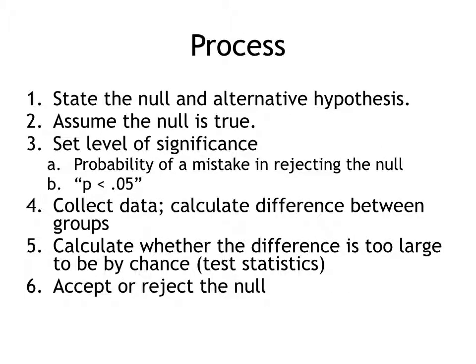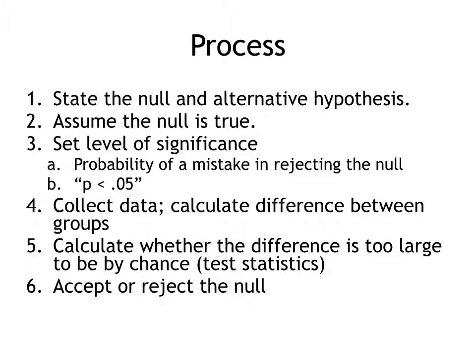So the overall process that you use: first of all, you have to state the null and the alternative hypothesis. So we've got to figure out what the status quo is and then what the alternative to that would be. We always assume that the null is true.